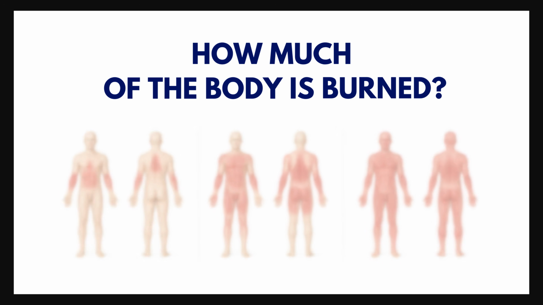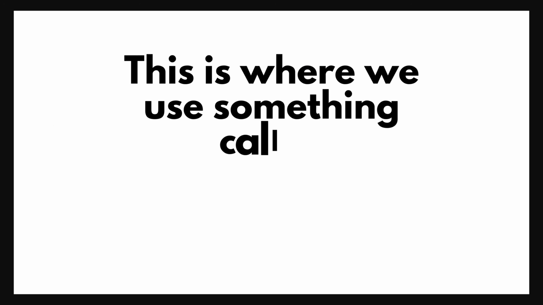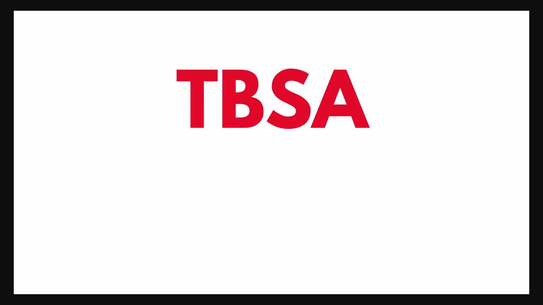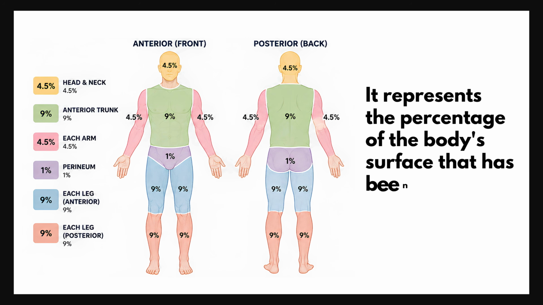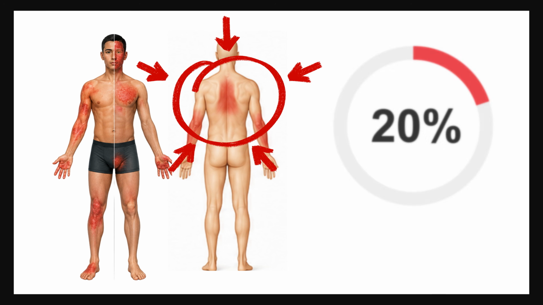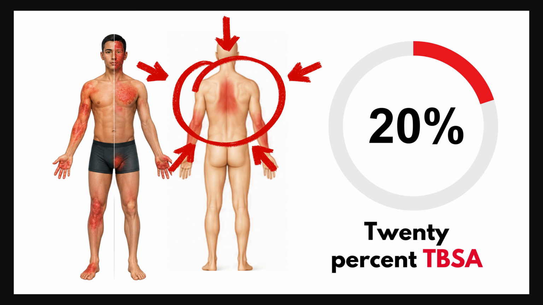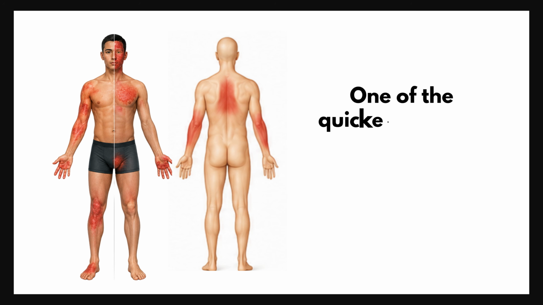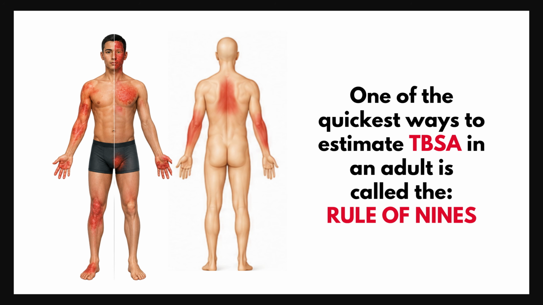But there's another important question: how much of the body is burned? This is where we use something called TBSA. TBSA stands for Total Body Surface Area. It represents the percentage of the body's surface that has been affected by the burn. For example, if a patient has a burn involving approximately 20% of their body surface, we describe it as 20% TBSA. And one of the quickest ways to estimate TBSA in an adult is called the rule of nines.